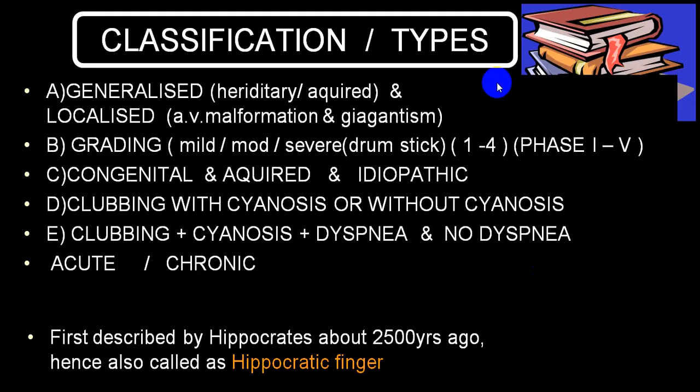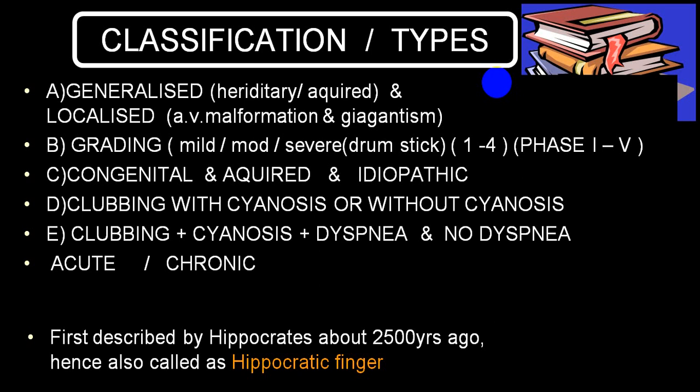As far as classification or types are concerned, we can divide them in one way into generalized and localized. Generalized can be hereditary or acquired. Generalized means all 10 fingers and 10 toes. Localized can be in only one finger or one toe, very classically seen in congenital AV malformation, and occasionally in localized gigantism. It is also classified according to severity, like mild, moderate and severe, or grade 1 to 4, and some people use grade 1 to grade 5.